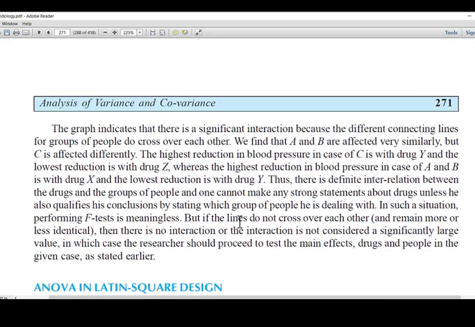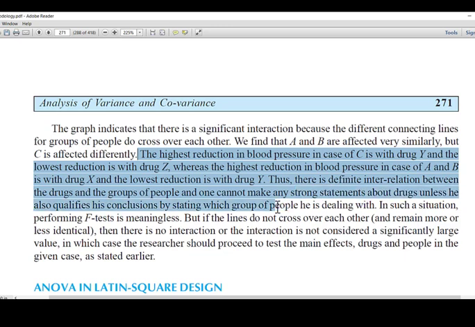And when we have drawn such a graph, we can also observe this. The highest reduction in blood pressure in case of C is with the drug Y, and the lowest reduction is with the drug Z. Whereas the highest reduction in blood pressure in case of A and B is with drug X, and the lowest reduction is with the drug Y. Thus there is a definite interrelation between the drugs and the group of people, and one cannot make any strong statements about drugs unless he qualifies his conclusions by stating which group of people he is dealing with. In such a situation, performing F tests is meaningless.